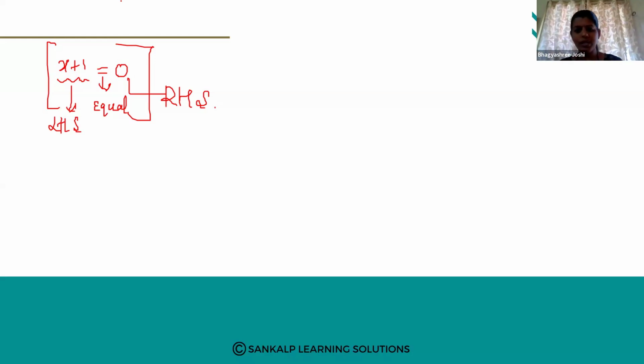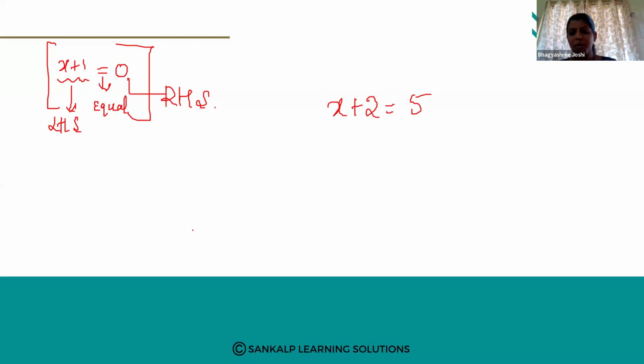Yes, in one equation, we have three parts. That is, one is LHS part, equal to sign, and RHS part, right? And another example I will write. That is, x plus 2 is equal to 5. This is also an equation, right? Because here equal to sign is there and LHS part and RHS part is there. So this is also an equation.